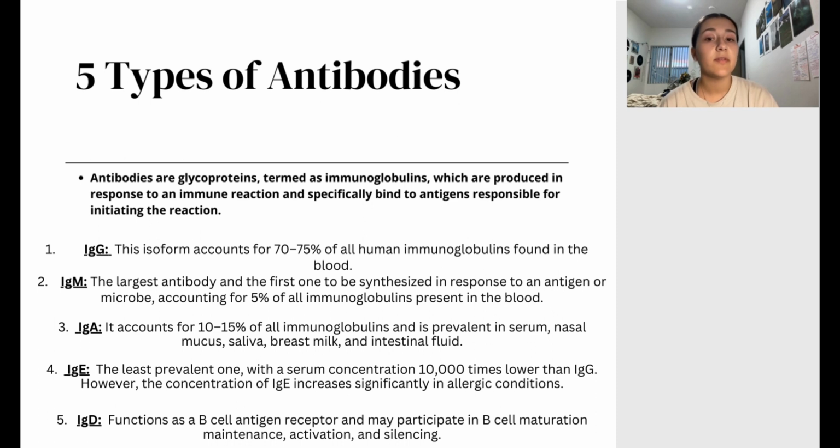IgA accounts for 10 to 15% of immunoglobulins and is prevalent in nasal mucus, saliva, breast milk, intestinal fluid, and serum. IgE is the least prevalent one, with a serum concentration 10,000 times lower than IgG. However, the concentration of IgE increases significantly in allergic conditions. IgD functions as a B cell antigen receptor and may participate in B cell maturation, maintenance, and so on.